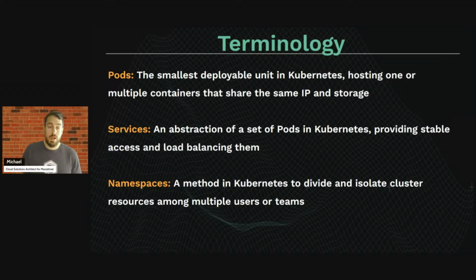So let's start with a pod. A pod is the smallest and most basic deployable unit in Kubernetes. It can host one or multiple containers, and containers within the same pod share the same IP address, port space, and storage, allowing them to communicate easily with each other. A pod represents a single instance of a running process in a cluster.